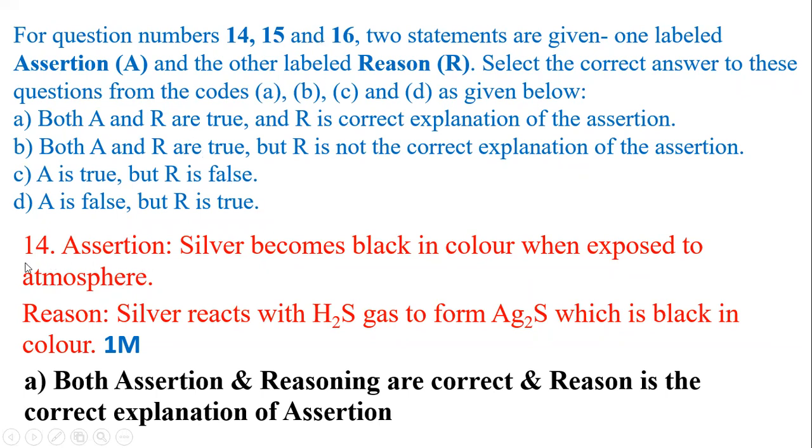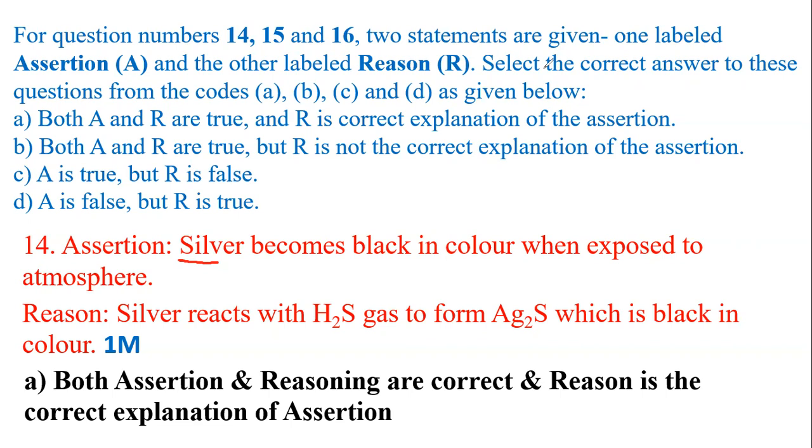14th question. Assertion: Silver becomes black in color when exposed to atmosphere. Reason: Silver reacts with H2S gas to form Ag2S, which is black in color. In this, you can see both statements are given. The first statement is telling that silver becomes black in color when exposed to atmosphere. Yes, that's true really.